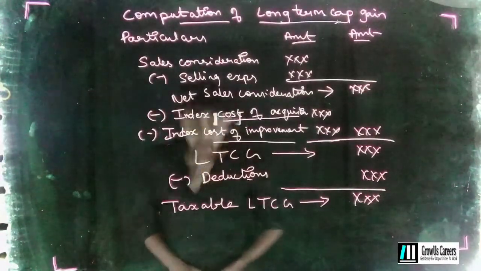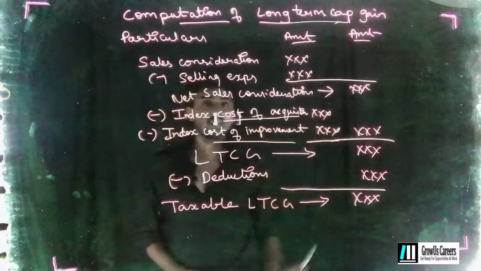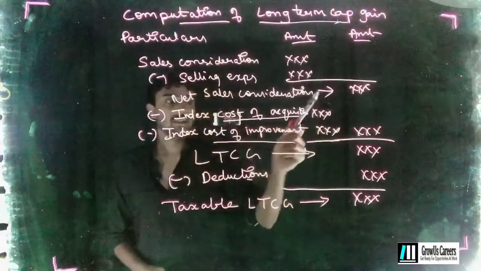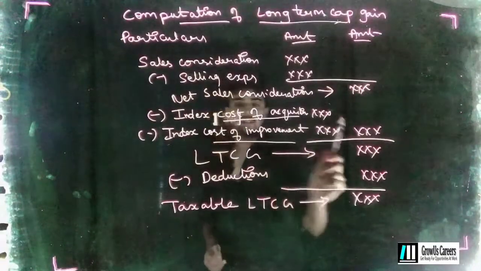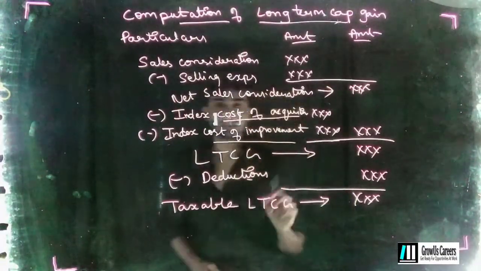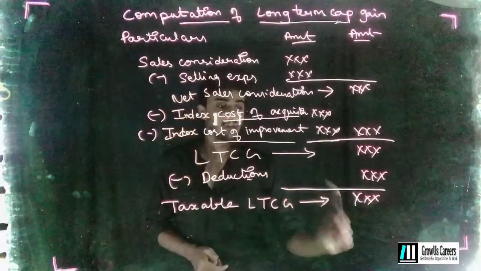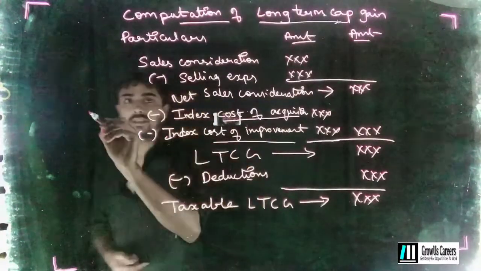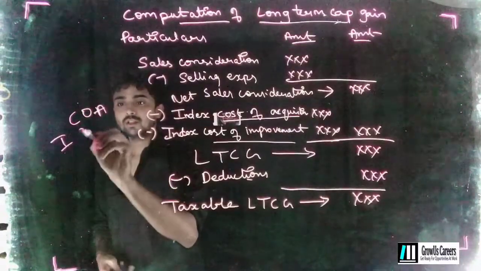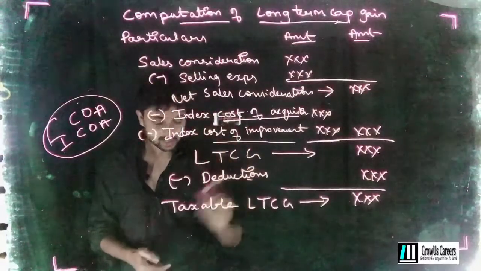One more time I will tell you. Sales consideration minus selling expenses, we get net sales consideration. Net sales consideration minus index cost of acquisition and index cost of improvement, so we get long-term capital gain. We have some deductions under section 54B, D and G, so we get taxable long-term capital gain. Now we have to look at the difference between cost of acquisition and index cost of acquisition. I will tell you while explaining a problem. You will understand clearly when we do a simple problem.